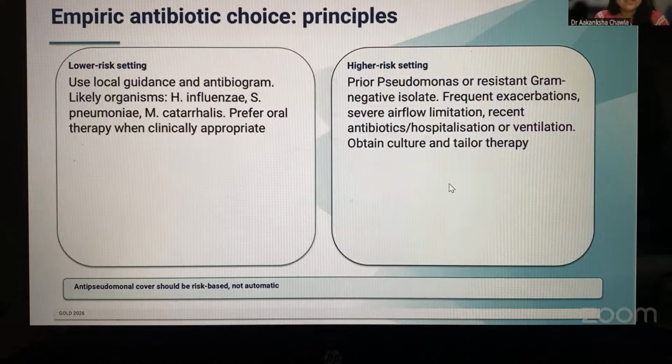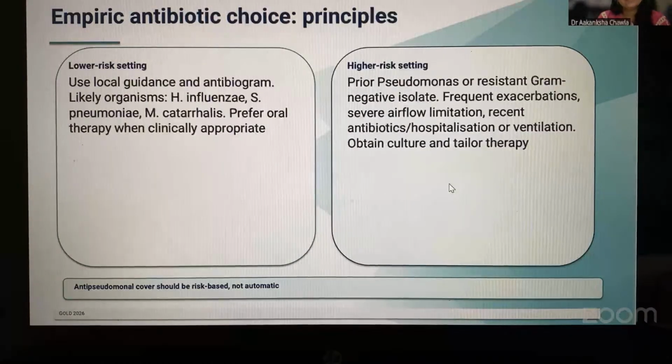The basic principles of empiric antibiotic choice always remain the same for all infections, including COPD and asthma exacerbations: you should always look at your local antibiogram. When you are covering in a low risk setting, the common organisms that you should cover for are H. influenzae, Streptococcus pneumoniae, Moraxella catarrhalis, and preferably oral therapy.